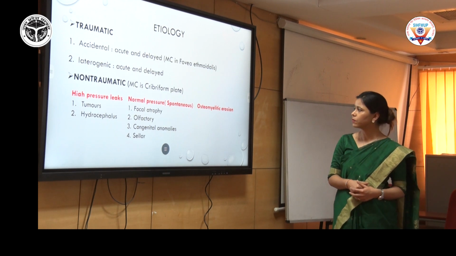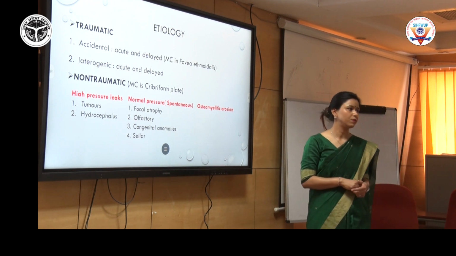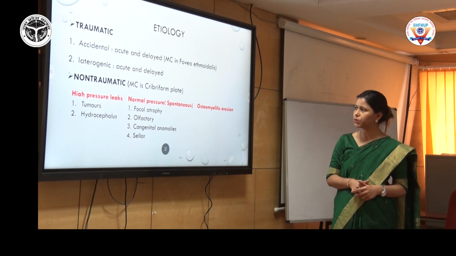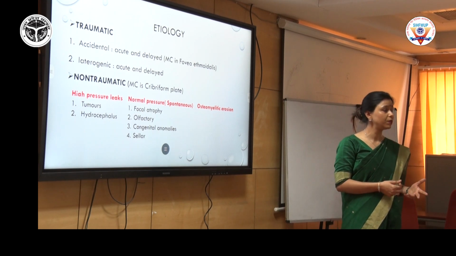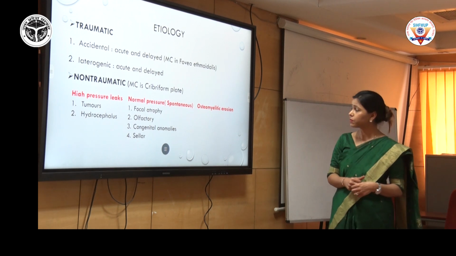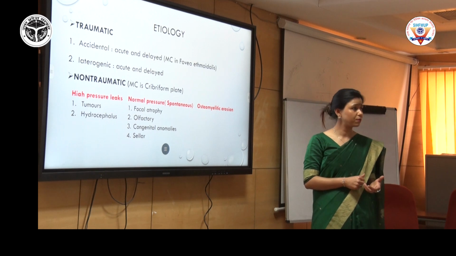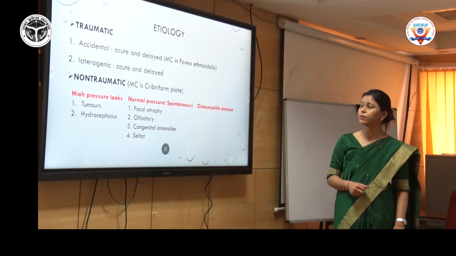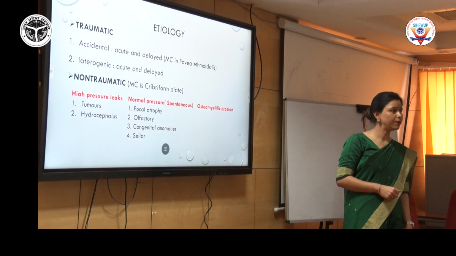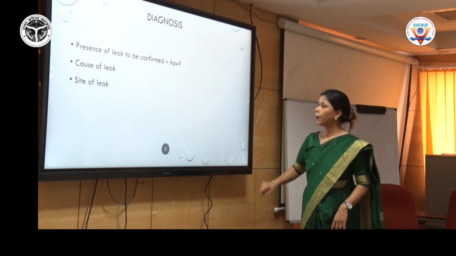And then osteomyelitic erosions, right? Infections like osteomyelitis, and tumors like nasopharyngeal carcinoma and angiofibroma, can also give rise to erosions of the skull base and CSF rhinorrhea.